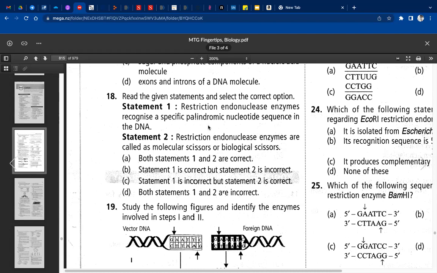Option A, both statement 1 and 2 are correct. B, statement 1 is correct but statement 2 is incorrect. C, statement 1 is incorrect but statement 2 is correct. And D, both statement 1 and 2 are incorrect. Your answers?